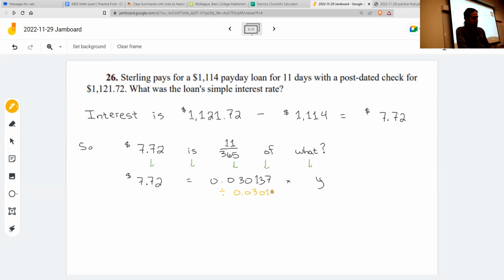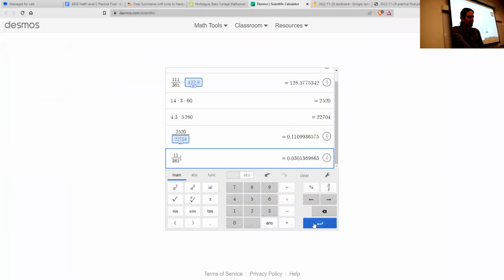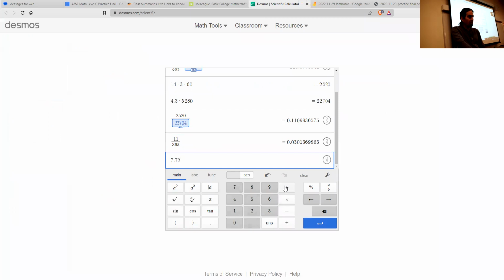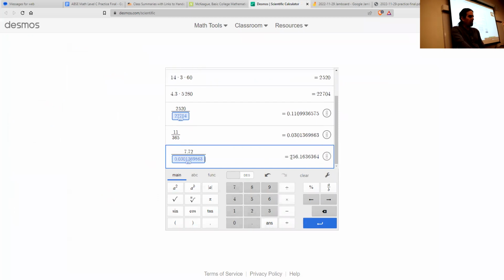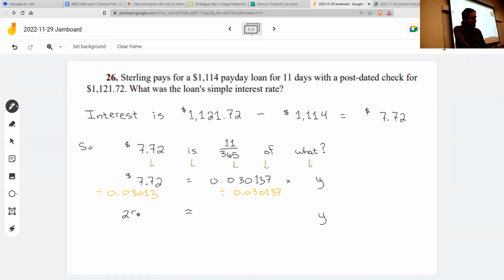Now I rounded it just because I was writing it on the board, but I actually don't want to round in the middle of the problem if I can avoid it. So I won't. That's why my calculator has a previous answer button. I'm just going to do 7.72 divided by my previous answer. And I get $256.16, and that's money, so I can just write it as money. So that's the entire year's interest.